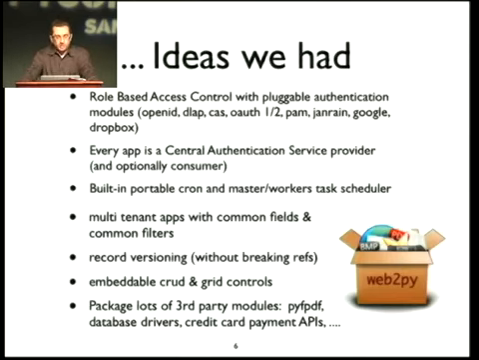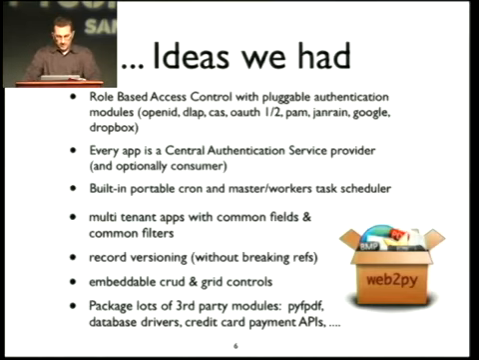We have a built-in portable cron and a master worker task scheduler, so any application is that already. And it's a multiple tenant application. So let's say you develop a store, then somebody else needs a store that looks like yours. You don't need to duplicate the database. You can make it multi-tenant. It looks different depending on the URL, and all the data goes in the same database, but the two tenants see different subsets of the database.